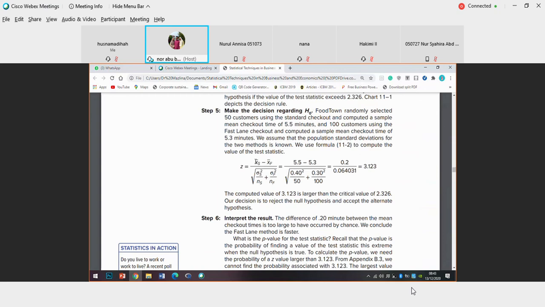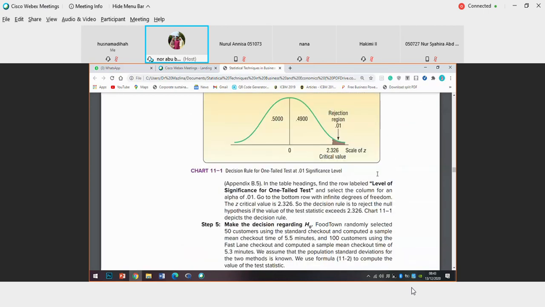Okay, but now we want to test the difference. Is there a difference? Or, okay, is the difference significant? Jadi kita ambil je X bar S tolak X bar F. Dan awak bahagikan dengan punca kuasa untuk S, untuk F. Okay, fast lane, standard lane. Okay, awak calculate, tekan-tekan calculator awak tu, dapatlah 3.123. Okay, 3.123 duduk dekat mana?